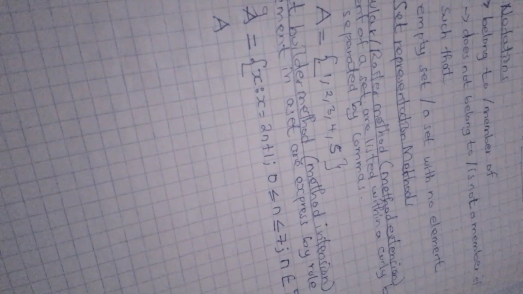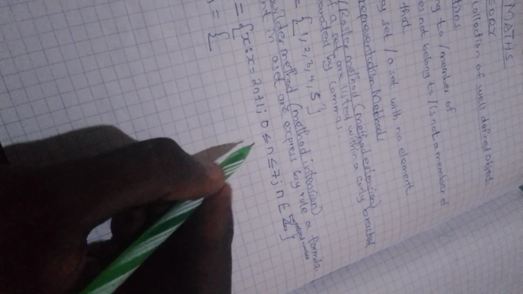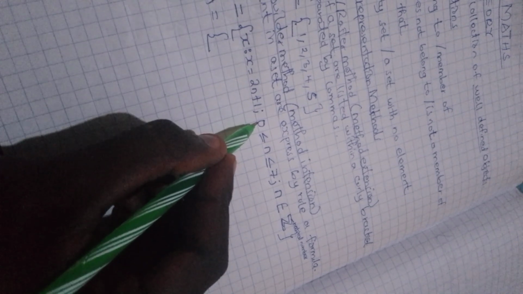What does this mean? For instance, let us break it down to the method of intention. This is a method where the set is represented or expressed by a rule or a formula. This is just a formula. We can use the formula. It will be our curly bracket, and let's start with 0. We'll start with 0 here.